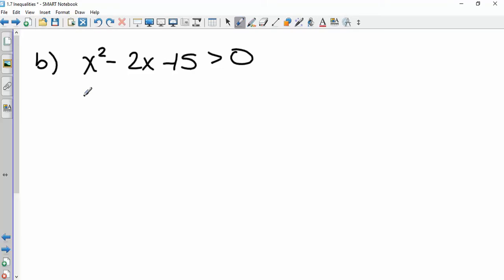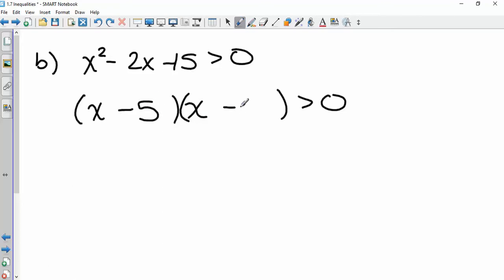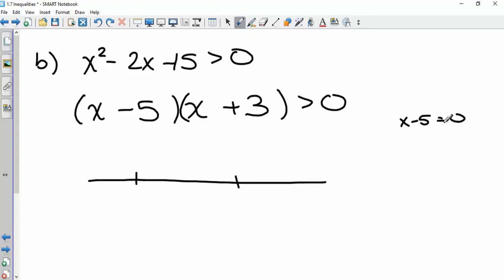What's my first step? Set equal to 0, and we're there, so then we go to the box method. So x squared breaks into x and x, multiply to -15 and add to -2. Once I get my parentheses, on my number line I put the two things that make it 0. So what would make x minus 5 equal 0? Positive 5, and x plus 3 equals 0 will give me -3. Make sure you put the smaller one on the left.